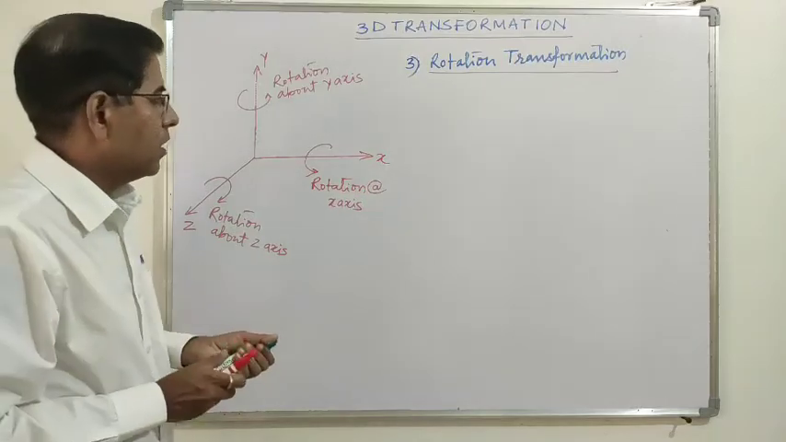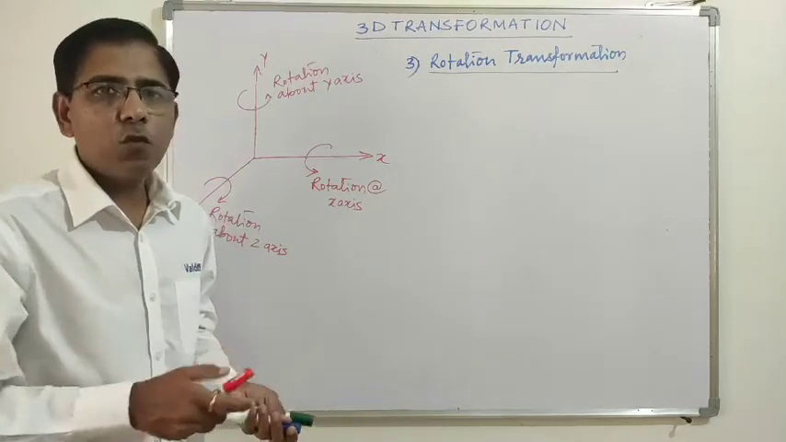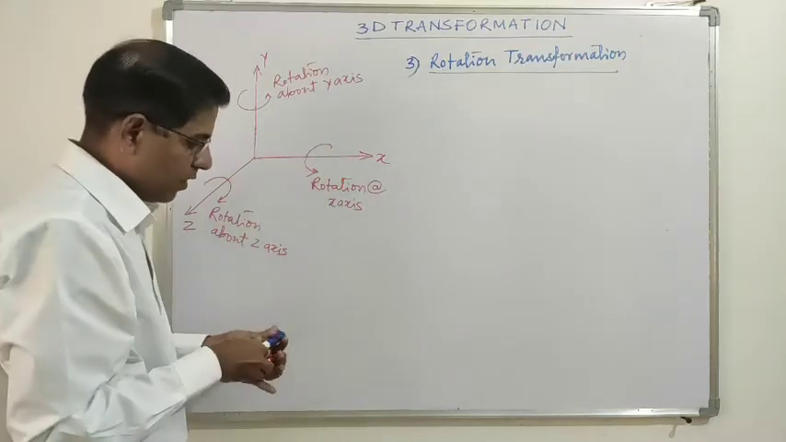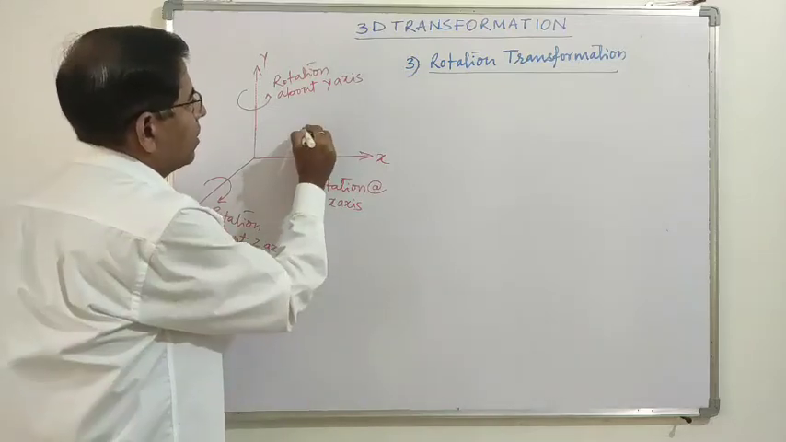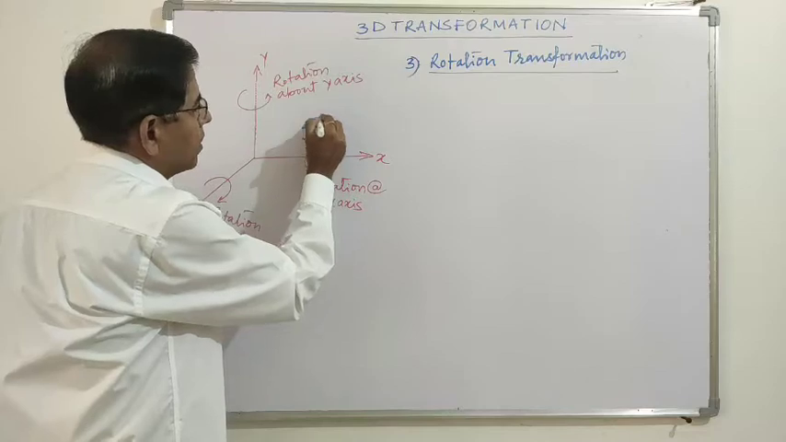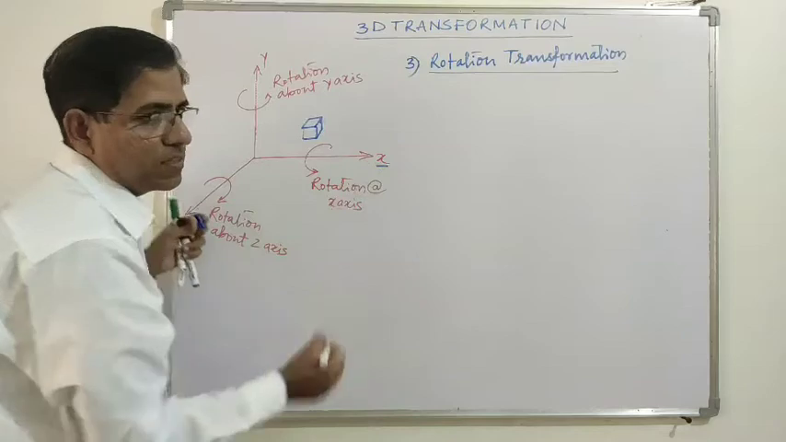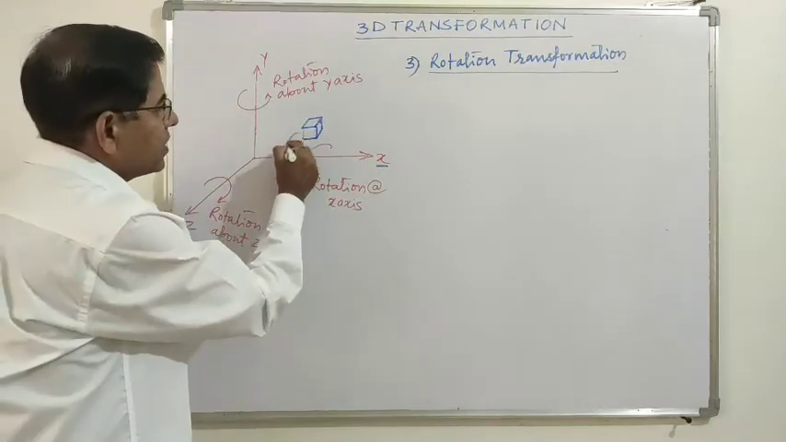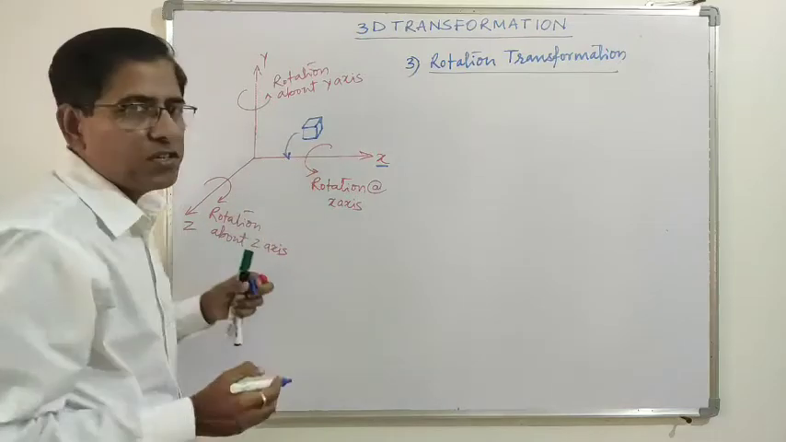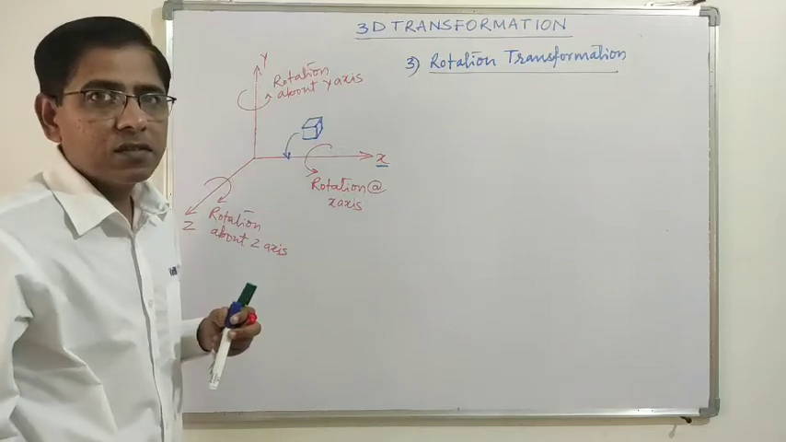Now in rotation, the direction of rotation is also very important. For example, we are rotating an object. Consider this is an object, and we are rotating it about x-axis in this direction. Now what is the direction of rotation, whether it's clockwise or anti-clockwise?